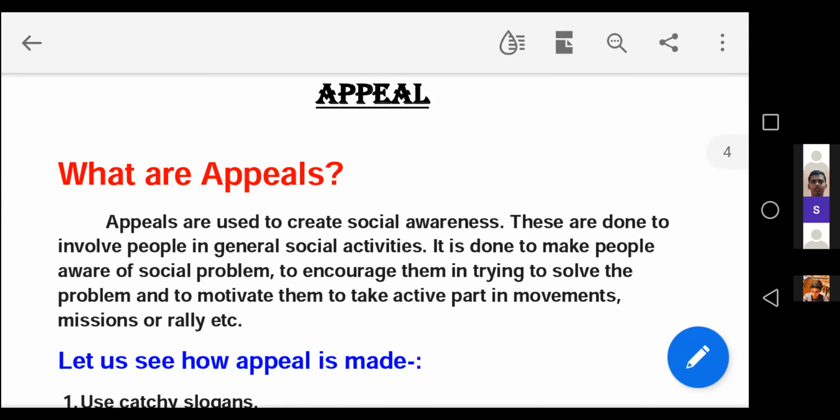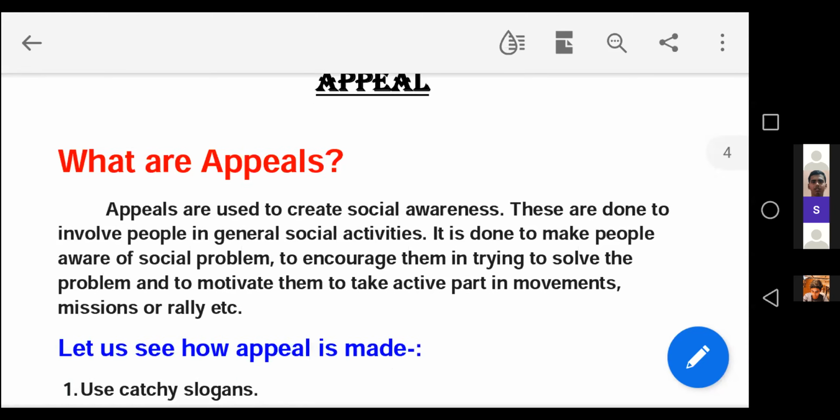whether it's a blood donation cause or any other cause, like providing financial assistance to the people who have suffered from the earthquake and so on and so forth. That kind of social awareness, and these are done to involve people in general social activities. It is done to make people aware of any social problem or natural disaster, to encourage them in trying to solve the problem and motivate them to take active part in the movements, missions, or rallies. So let's see how an appeal is made.